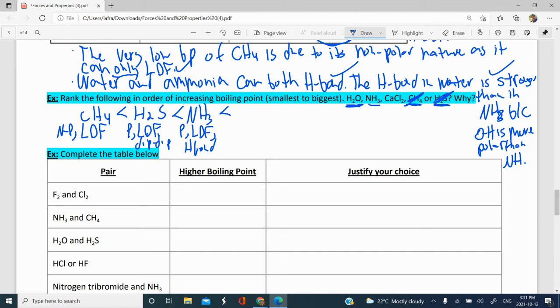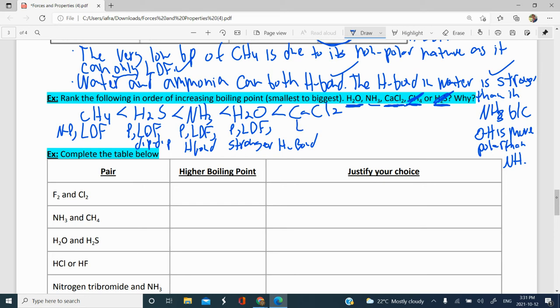Afterwards, we're just comparing between water and CaCl2. So CaCl2 is ionic. I know that's going to be a really high boiling point and melting point because of the ionic charges. So that's going to be my highest boiling point. So I'll leave that for last. H2O is next. So polar, LDF, and then stronger H bond.